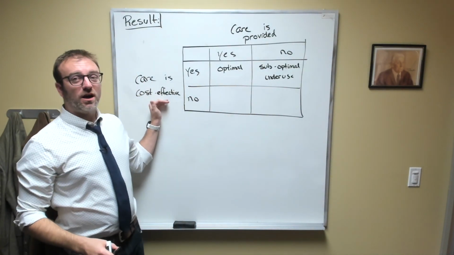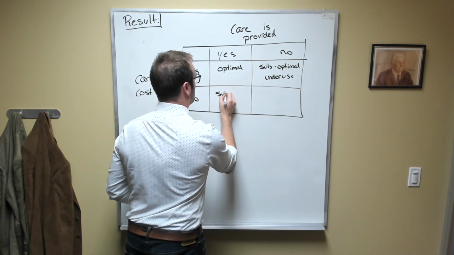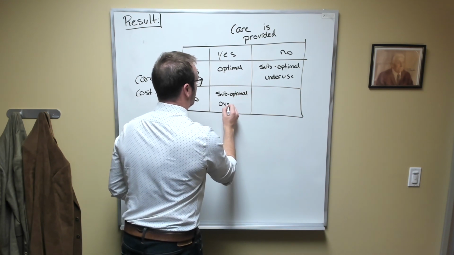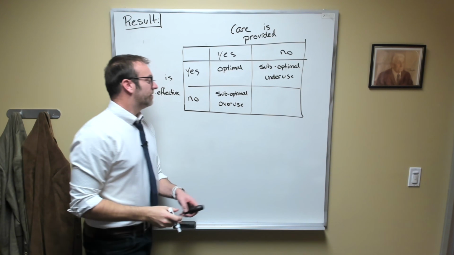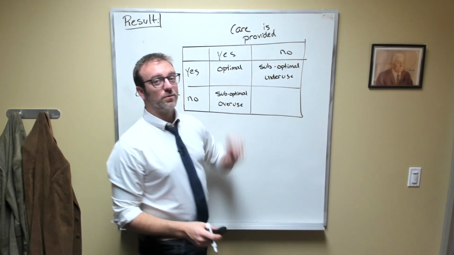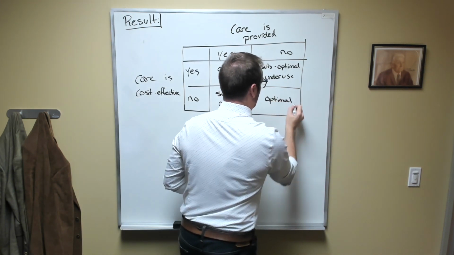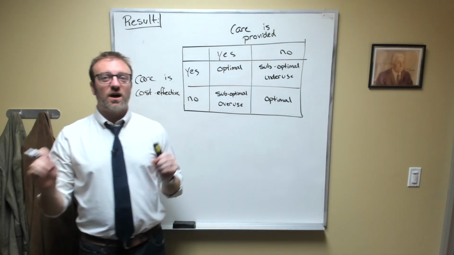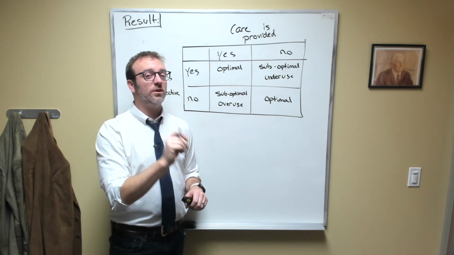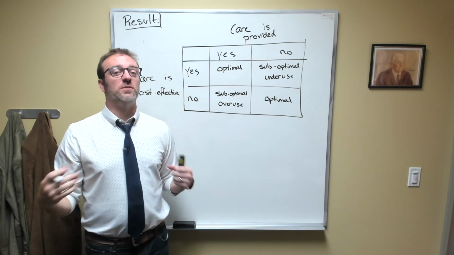If the care is not cost effective and it's provided, this would be suboptimal, and this would be the overuse. And finally, in the case where the care is not cost effective and it is not provided, well, this is actually also optimal. We don't want care that is not cost effective. And again, by cost effective, we mean the opportunity cost of that care. We don't want care that is not cost effective to be provided.